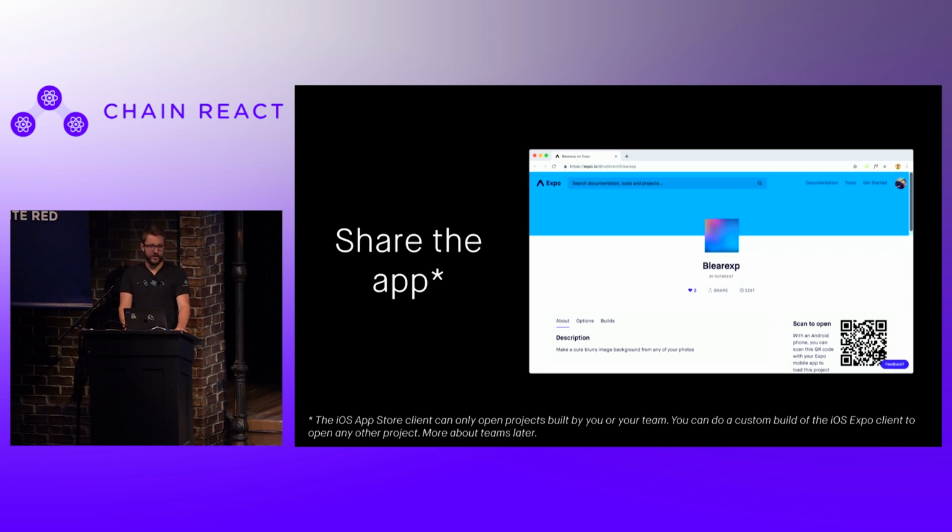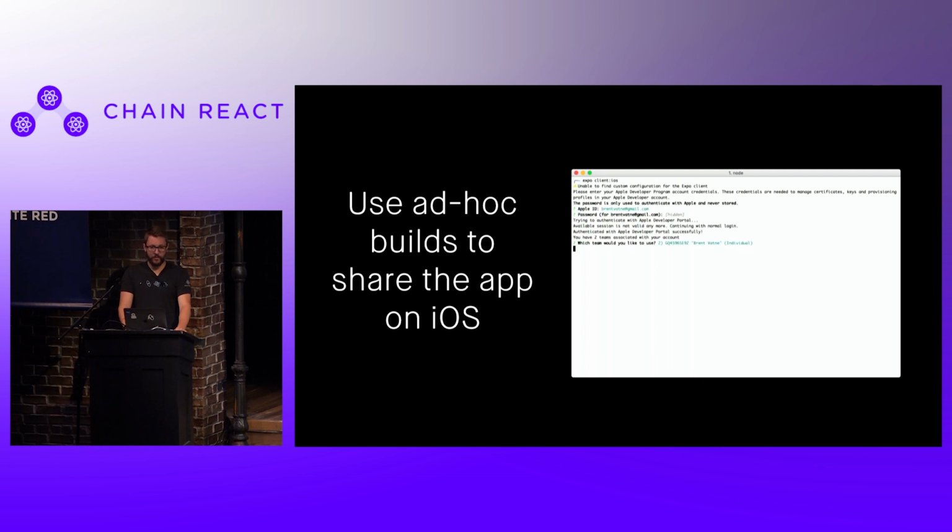So when we publish, we got this URL where if you have the Expo client, you can open it on your device. However, on iOS, due to App Store restrictions, you can only open projects that are built by you and your team, unless you do something called a custom ad hoc build. So this is something we recently built. So you can create a custom ad hoc build of the client by running Expo Client iOS. This requires that you have a paid Apple developer account.